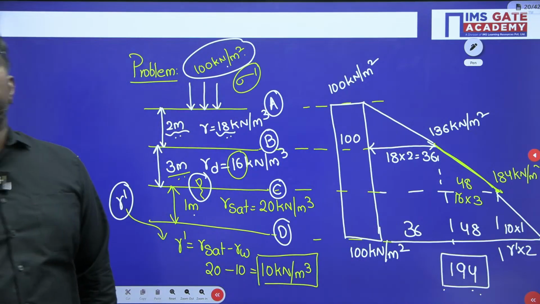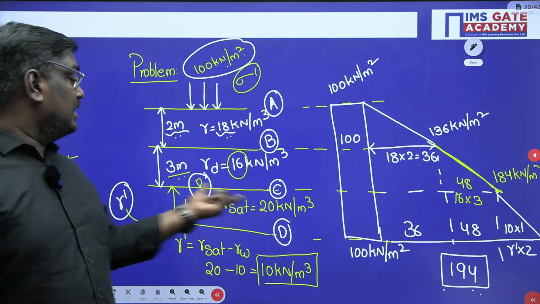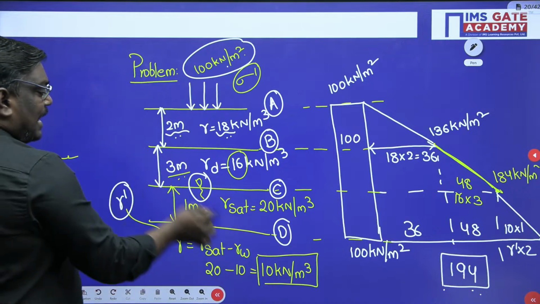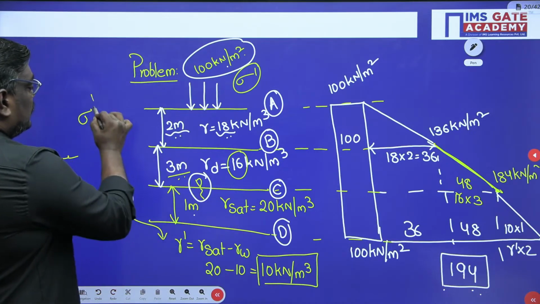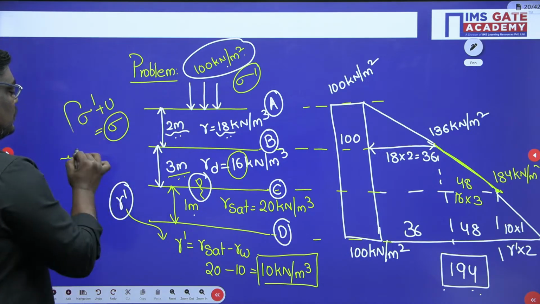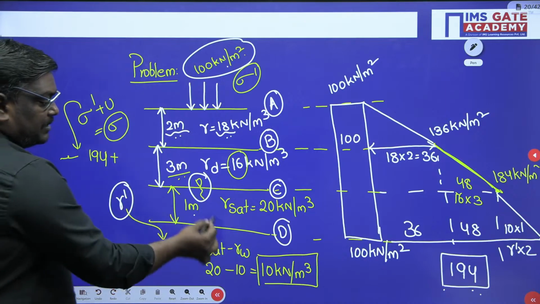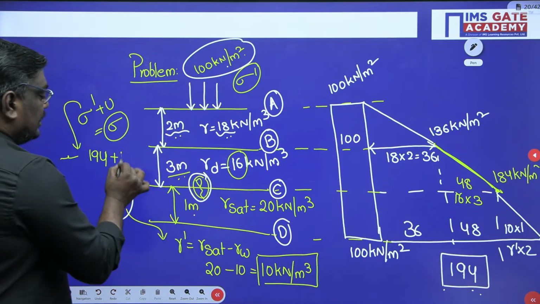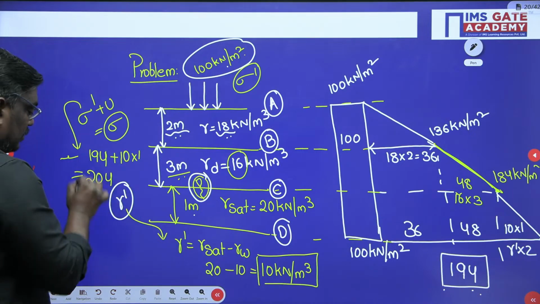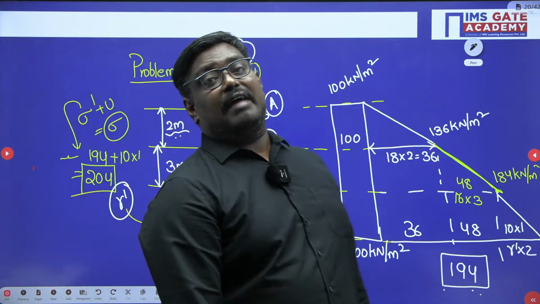If it is total stress, what will the total stress be? It will be equal to 204. Because if you add the pore water pressure, effective stress plus pore water pressure is nothing but total stress. Here you got effective stress as 194. Now the pore water pressure, there is water table here. So 10 into 1, if you add, total stress will be equal to 204. Just to tell you how to calculate the total stress and the effective stress.